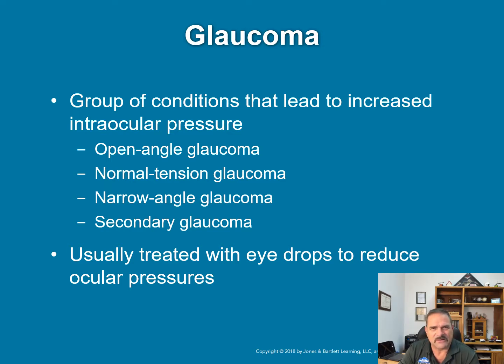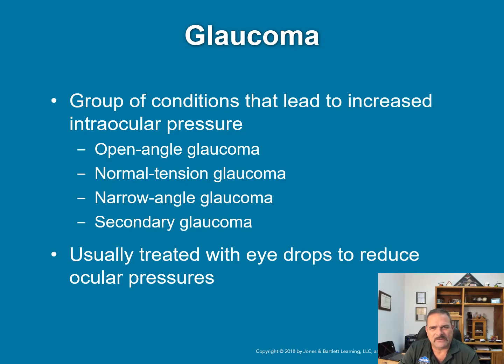There are several types of glaucoma. There's open angle glaucoma. That's where the aqueous fluid drains too slowly and pressure builds up within the eye and damages the optic nerve. It is the most common type. Another is normal tension glaucoma. It can cause vision changes with no increases in intraocular pressure.